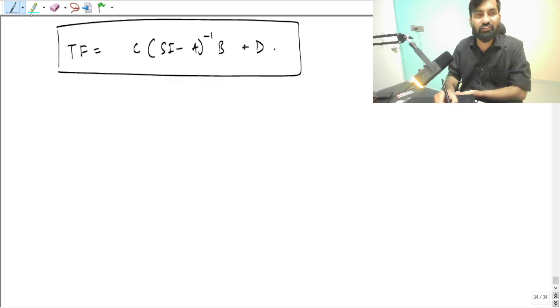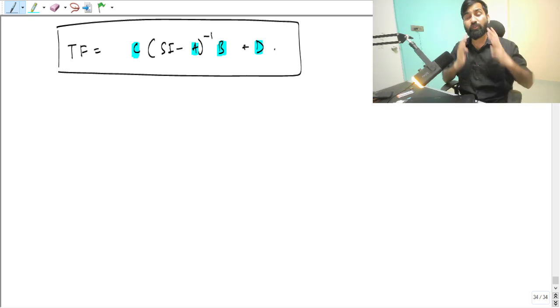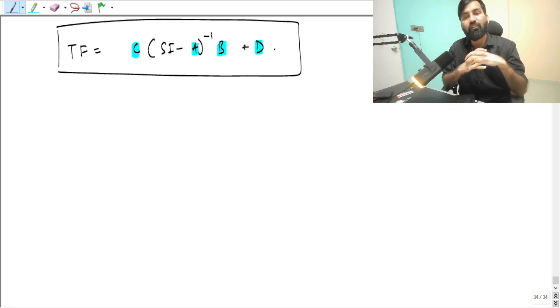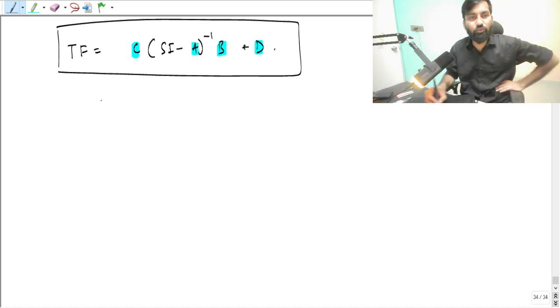There is a C matrix, a B matrix, a D matrix, and an A matrix. We must use the fact that the transfer function of a state space system is represented by the matrices A, B, C, D. But the transfer function depends upon the matrices A, B, C. We must know that. So we don't need to calculate the entire transfer function now. You don't have to calculate.